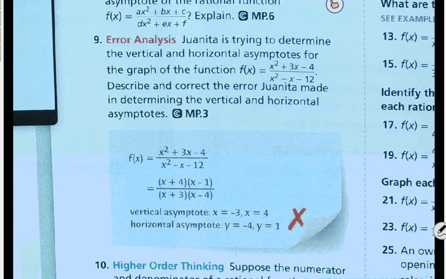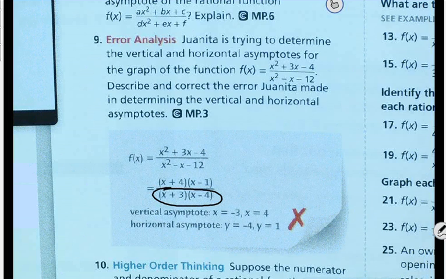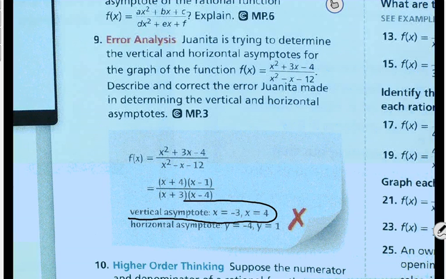The numerator factors into x plus 4 times x minus 1. If we FOILed those back together, we would get x squared plus 3x minus 4. She factored the denominator into x plus 3 times x minus 4. If we FOILed those back together, we get x squared minus x minus 12. And now she says that the vertical asymptotes occur at x equals negative 3 and x equals 4.